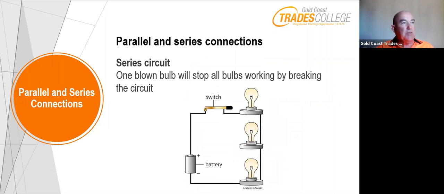Parallel and series connections. Okay, series circuit. One blown bulb will stop all bulbs working by breaking the circuit. So you can see we've got 3 bulbs in a series. We've still got a battery positive running up to the switch, which is closed. Then you've got 3 bulbs in a row. Okay, that's series.